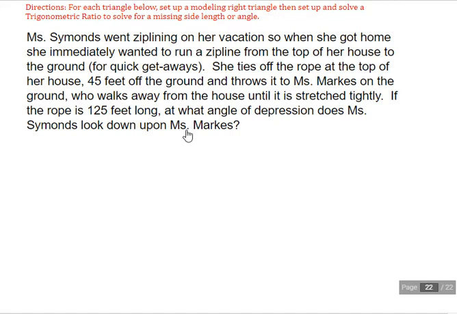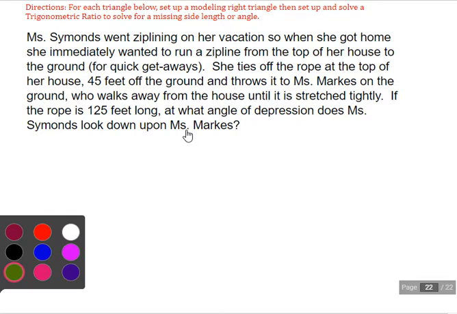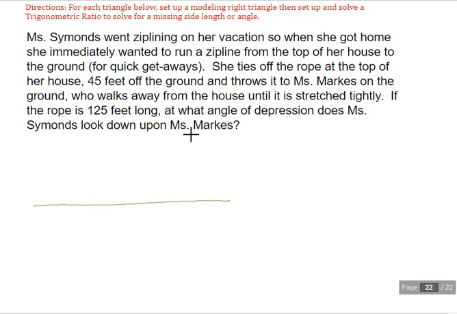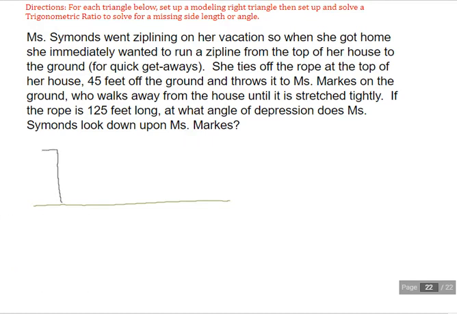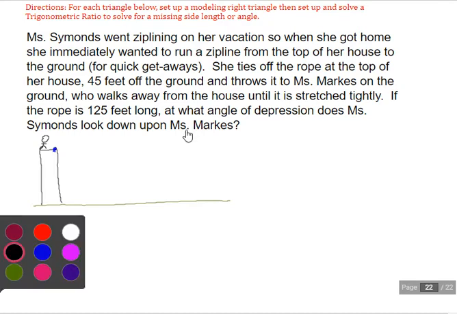All right, so here is the ground. So first of all, Miss Simmons is standing on top of her house. I'm just going to draw a simple house here. I know she probably has a roof, blah, blah, blah, but let's just go with this for now. Okay, so she attaches a rope to her house, throws it to Miss Marcus, and then Miss Marcus walks away from the house until it is stretched tightly. Okay, so then Miss Marcus is not next to the house, she's going to be over here. Okay?